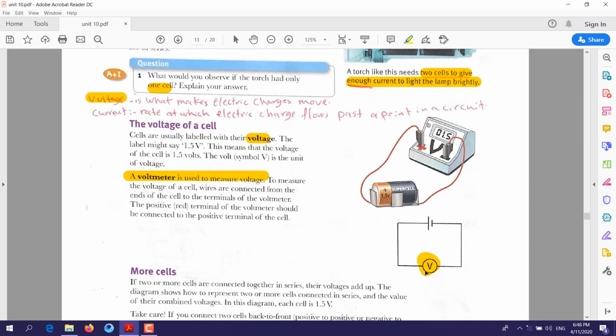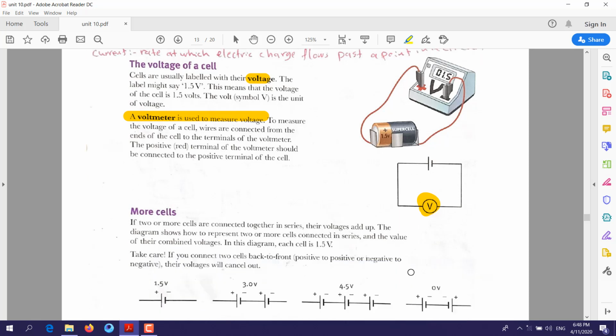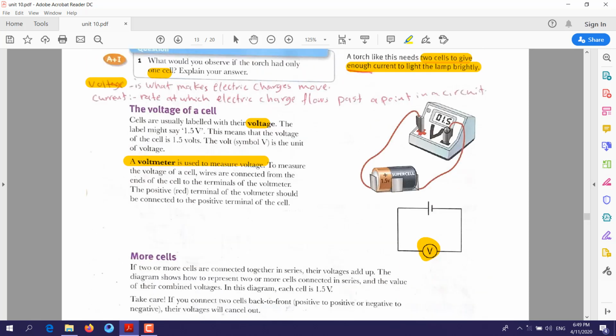How do we draw it on an electric circuit diagram? We will draw it in this way: a circle with the letter V inside it. Again, a voltmeter is a tool used to measure the voltage. We represent it by V.